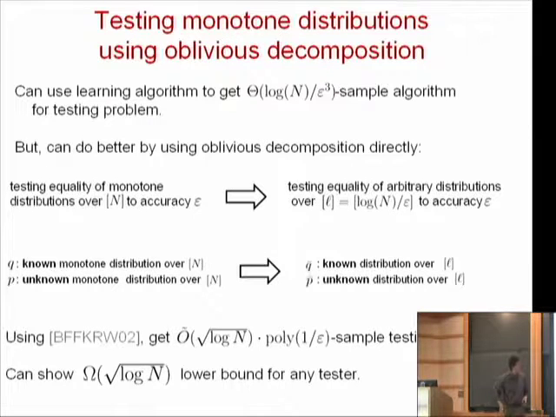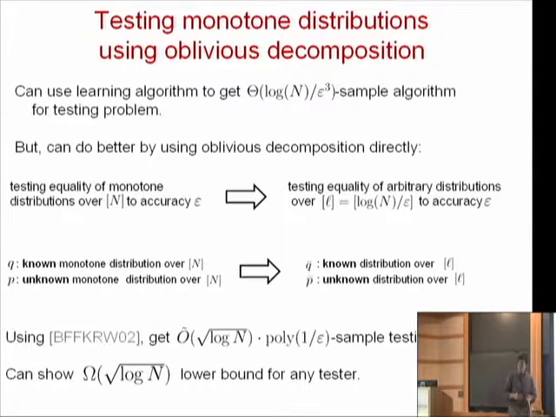But a slightly smarter thing to do is to use his technique instead of just using the result. His technique is to have this reduction where you go from the monotone problem over a domain of size n to the arbitrary problem over a domain of much smaller size, log n over epsilon. And you should just do the same thing for the testing problem. You have a known monotone distribution over n. So just think of the oblivious bucket decomposition. And now you have this flattened distribution, which we can think of as a known distribution over the much smaller set.